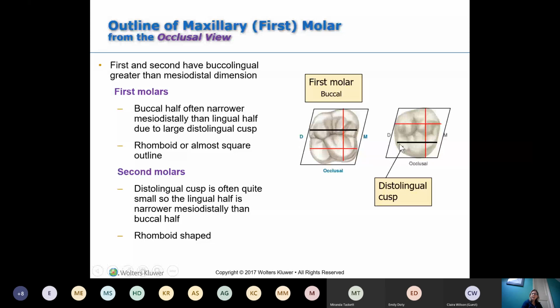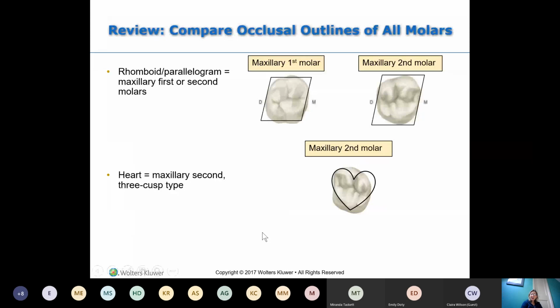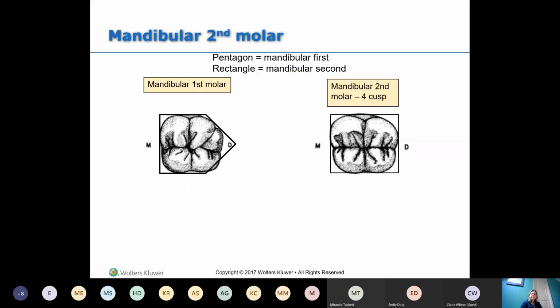These are just the shapes. This is the heart shape I was talking about. So the maxillary second molar, if it only has three cusps, this one just has an itty-bitty little guy right here, so they consider that just to be three cusps. And you can kind of stretch your imagination and get a heart. And these are the shapes of your mandibular molars.